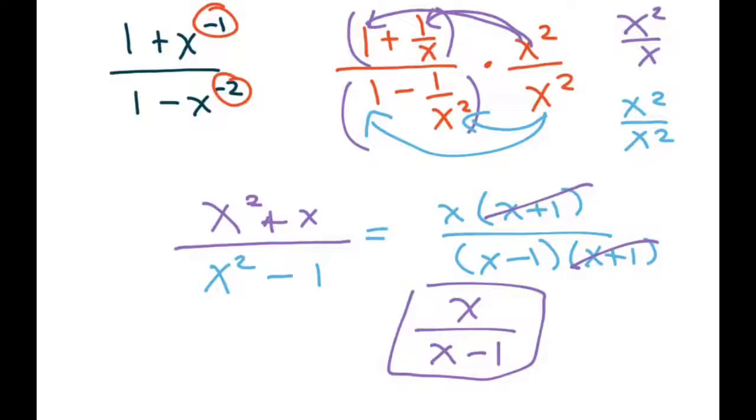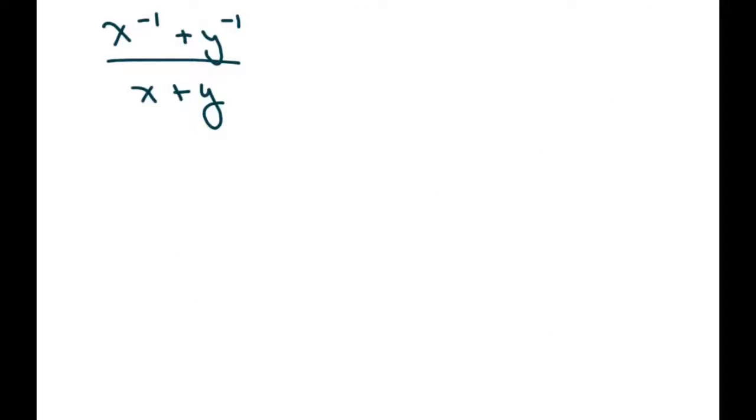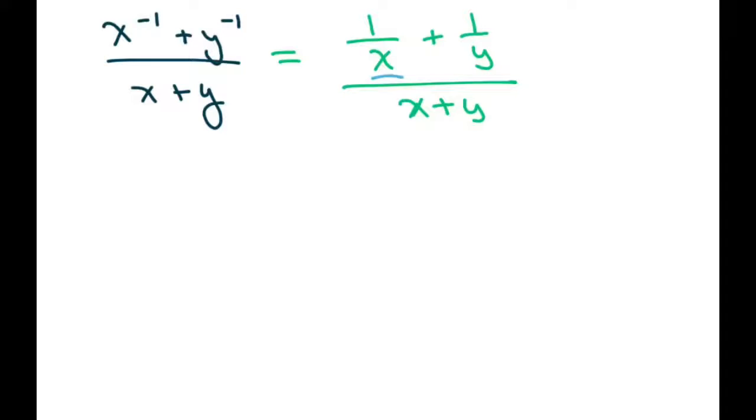Okay, and the last one is this one. So let's rewrite it and get rid of those negative exponents. So we have 1 over x plus 1 divided by y, all divided by x plus y. And basically, what we have here is only one fraction part, and it's in the numerator. And the common denominator of that is just xy. So we're going to multiply the numerator by xy and also the denominator by xy.